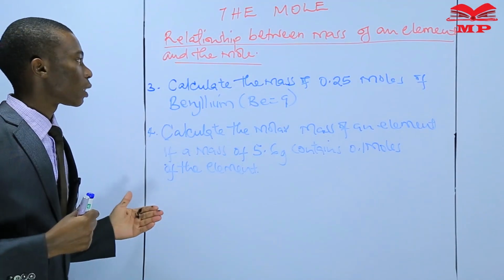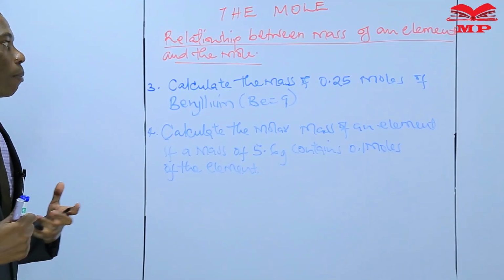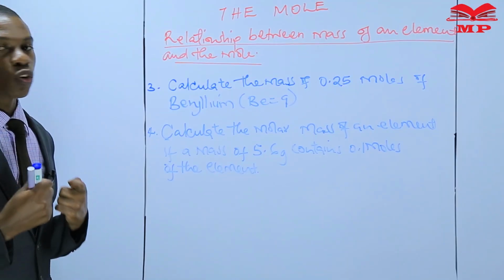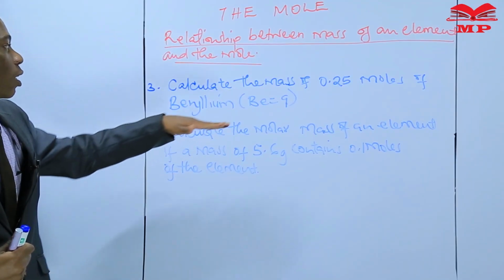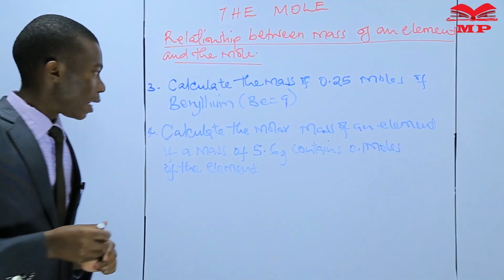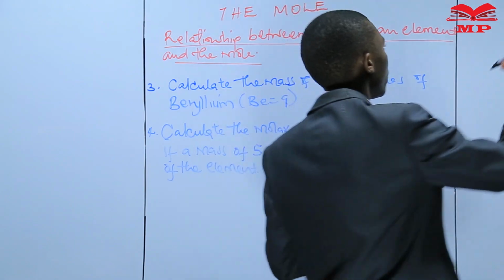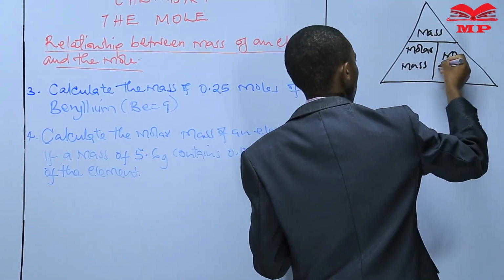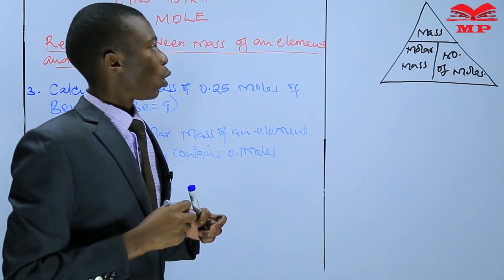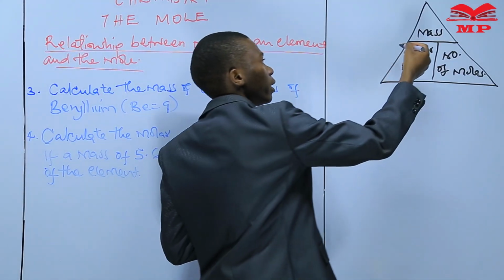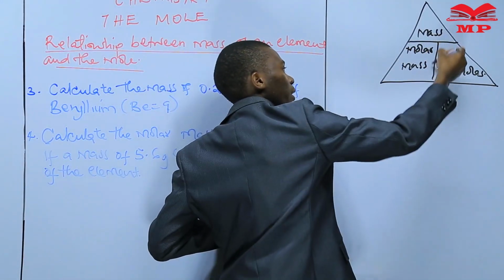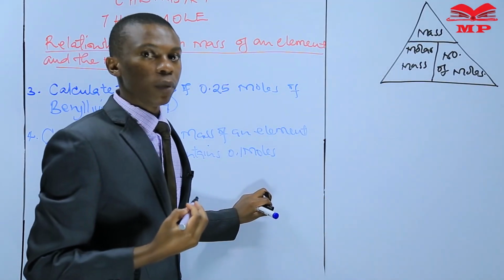Question number 3 was: calculate the mass of 0.25 moles of beryllium. So you're getting the mass of 0.25 moles of beryllium. Then you're given the molar mass of beryllium is 9. Again, if you remember, the mass, molar mass, and the number of moles, where we say that the horizontal line represents division, while this vertical line represents a multiplication.